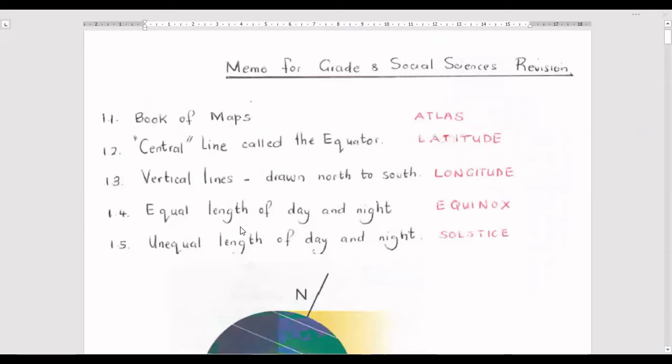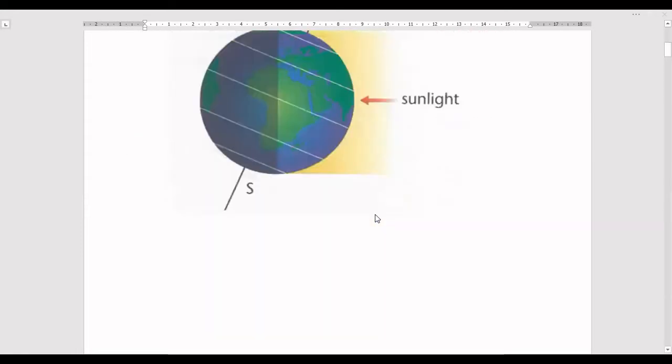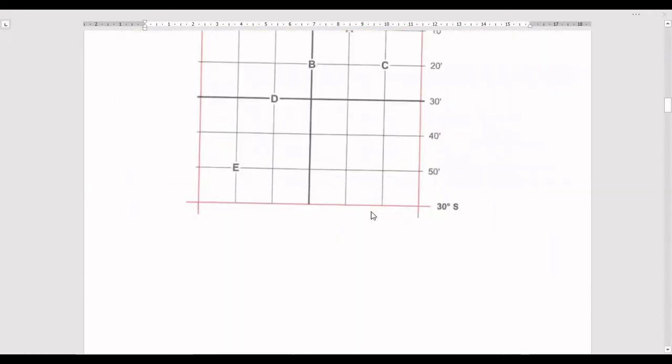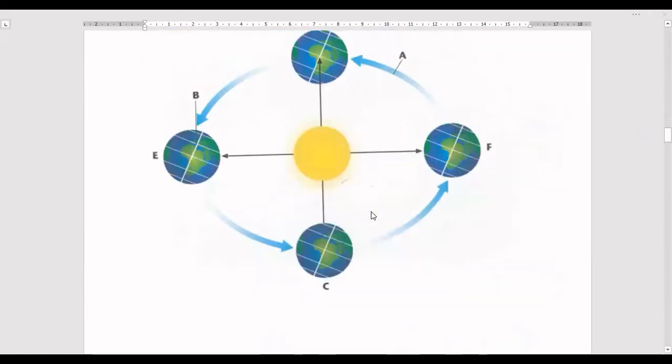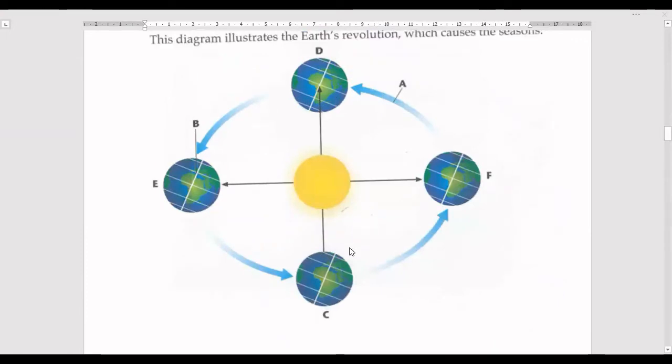1.4, equal length of day and night. Around about this time, which is September and March, September for the Southern Hemisphere and 21st of March in the Northern Hemisphere, it's called equinox. Equal length of day and night. To help us understand that concept, I think we can quickly focus on a diagram here.